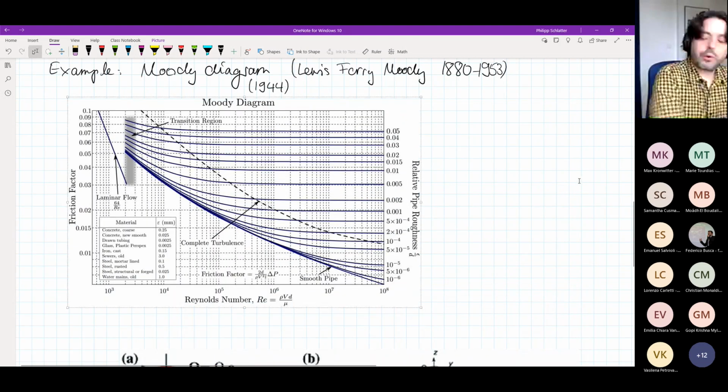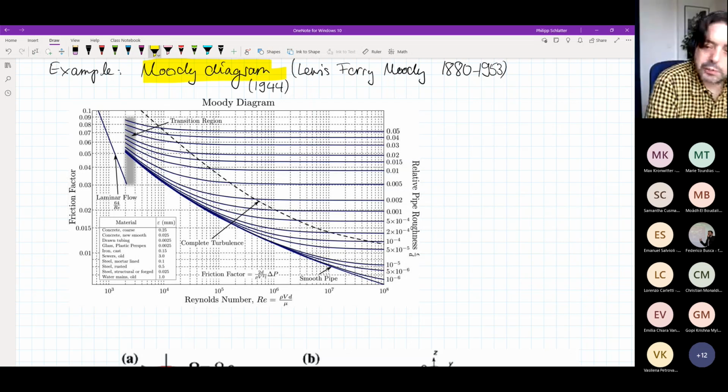One important application is the so-called Moody diagram, which I guess is an engineering diagram which most of you have already heard about. It was developed by Louis Ferry Moody, who was a professor at Princeton University for most of his life. He lived from 1880 until 1953, so in the beginning of the 20th century, when fluid dynamics was developed as an important engineering discipline with the start of airplanes and so on.